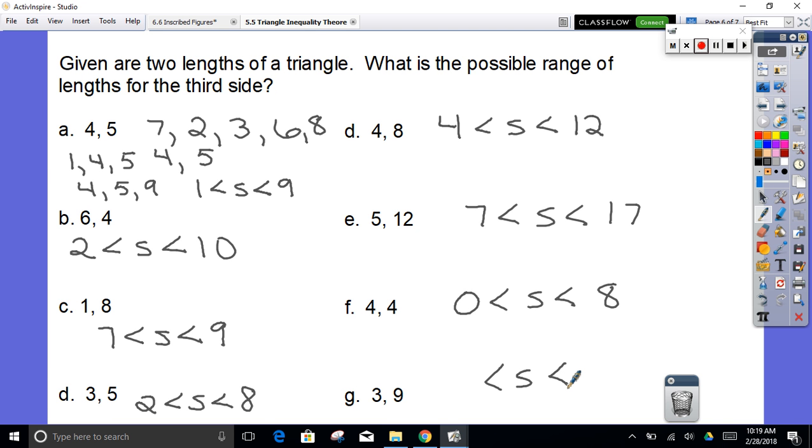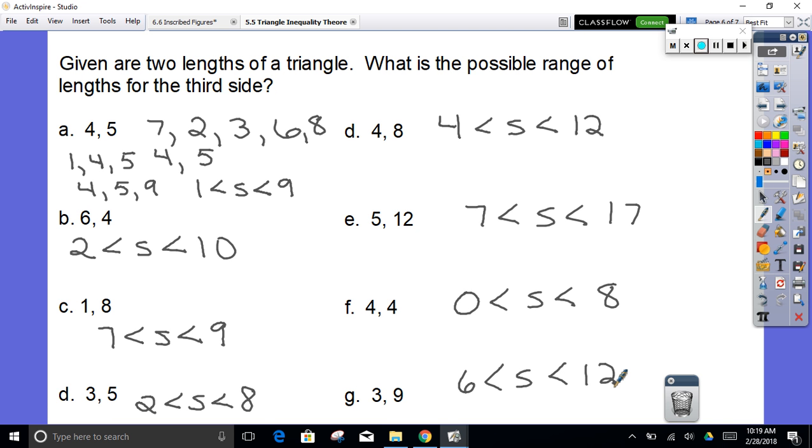Caitlin. We subtract these numbers to find out what the third side has to be greater than. 6. And what does it have to be less than? Caitlin. We have to add these to find what it has to be less than. What's 9 plus 3? 12. So it has to be between 6 and 12. Michaela, give me a possible side length. 8 would work. Good.